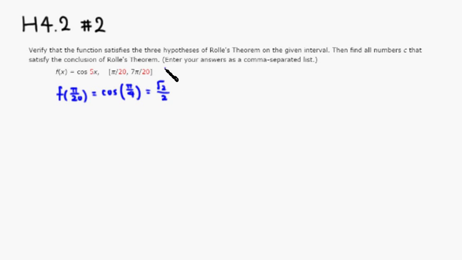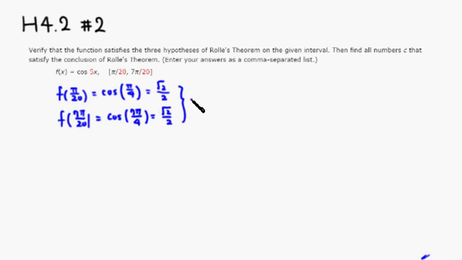Alright, then if you look at f of 7 pi over 20, this is going to be cosine of 7 pi over 20 multiplied by 5, which is 7 pi over 4. So cosine of 7 pi over 4 is still square root of 2 over 2.